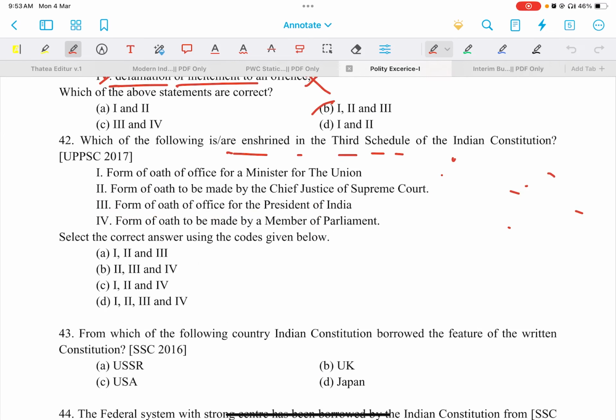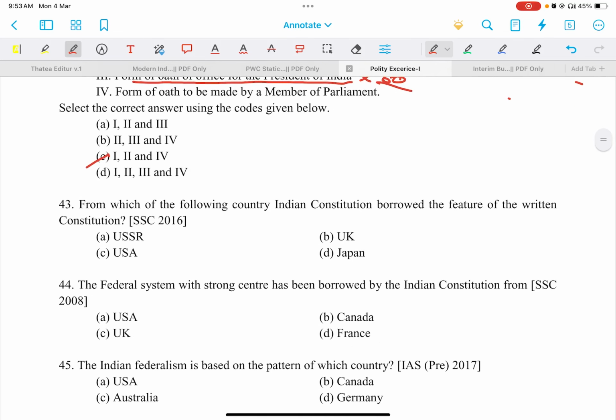Which of the following are enshrined in the third schedule of the Indian Constitution? The third schedule contains the forms of oath, such as the form of oath of office for the President of India, Article 60. So 1, 2 and 4. Yes, D is the right answer.